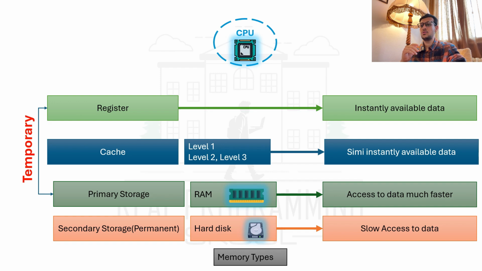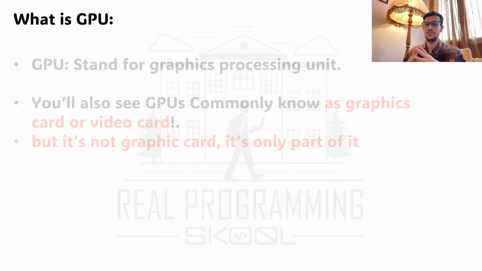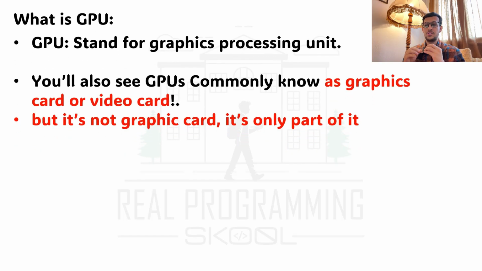So let us jump now to the last but not least: the graphics processing unit. Everybody knows it, GPU. GPU stands for graphics processing unit. You will also see GPU referred to as a graphics card or video card. But it's not the graphics card, it's only part of it. That's true. When we say I want a GPU or I want a stronger GPU, it's not the graphics card or the video card. The GPU is just part of the video card.